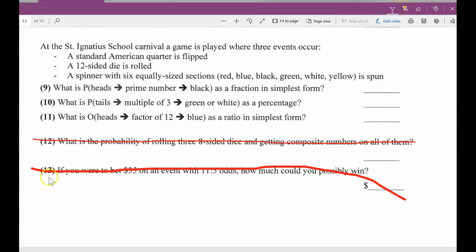So let's look at what up here is listed as number 9. And in number 9, in order to win, we need to flip a heads, then roll a prime number on the 12-sided die, and then spin black on the spinner. So the first thing we need to do is break down the probability of each of those things happening individually.